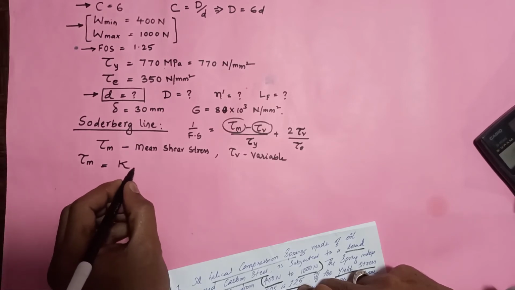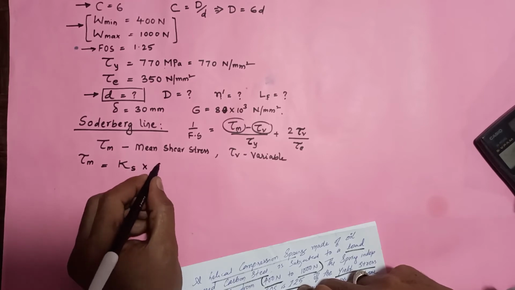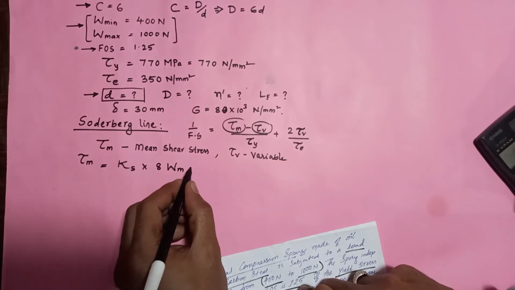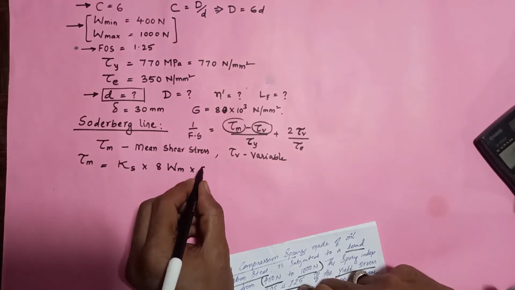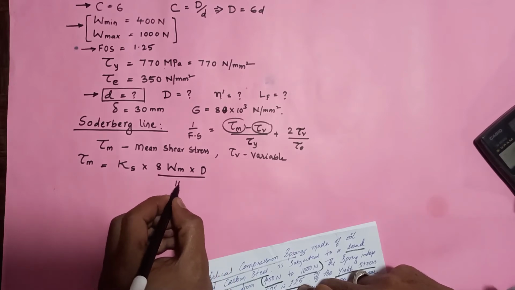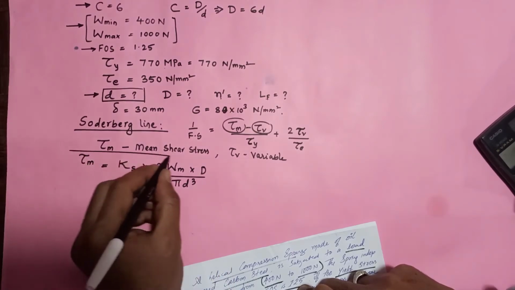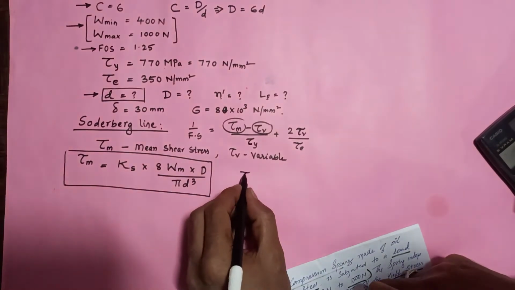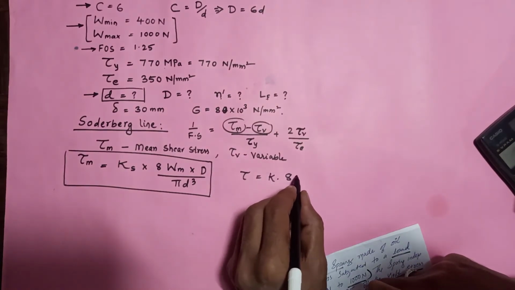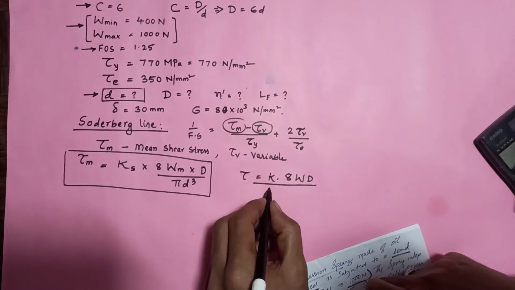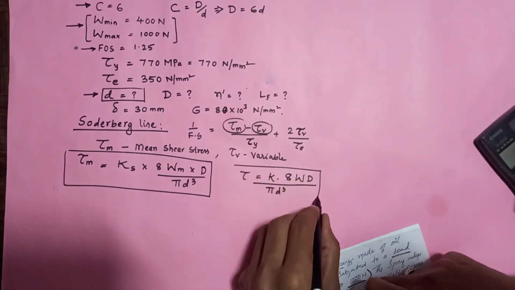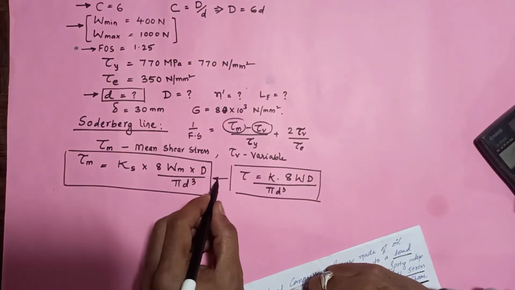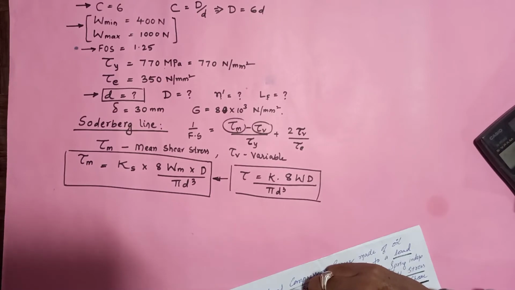Tau m is equal to Ks into 8 W mean into D divided by pi d power of 3. So this is the general equation for the shear stress. Like tau is equal to K into 8WD by pi d cube, as you have calculated the maximum shear stress in the derivation. The same equation is modified according to the Soderberg line.